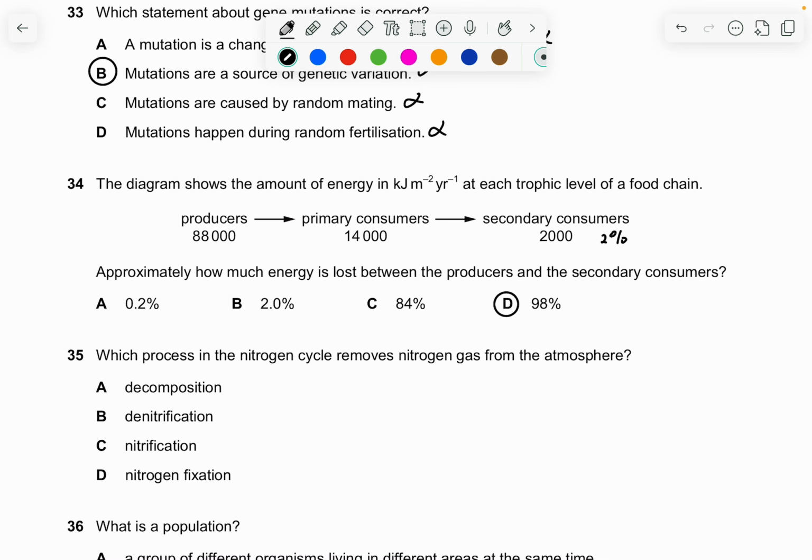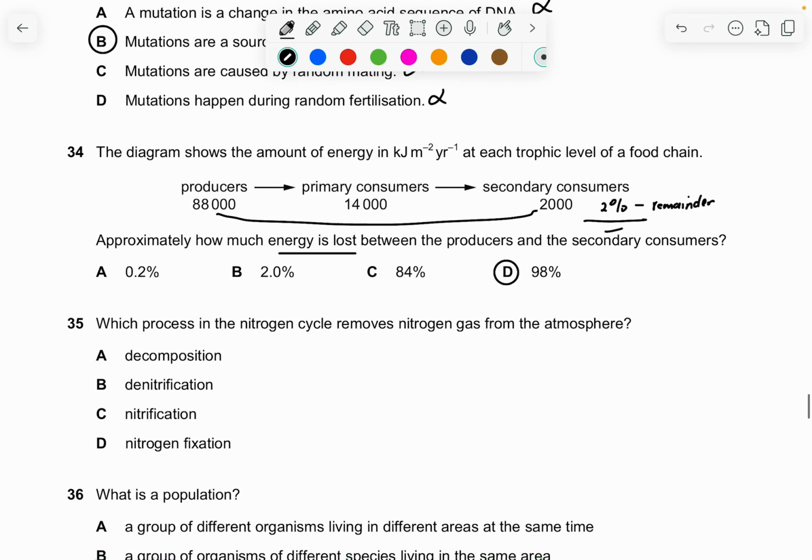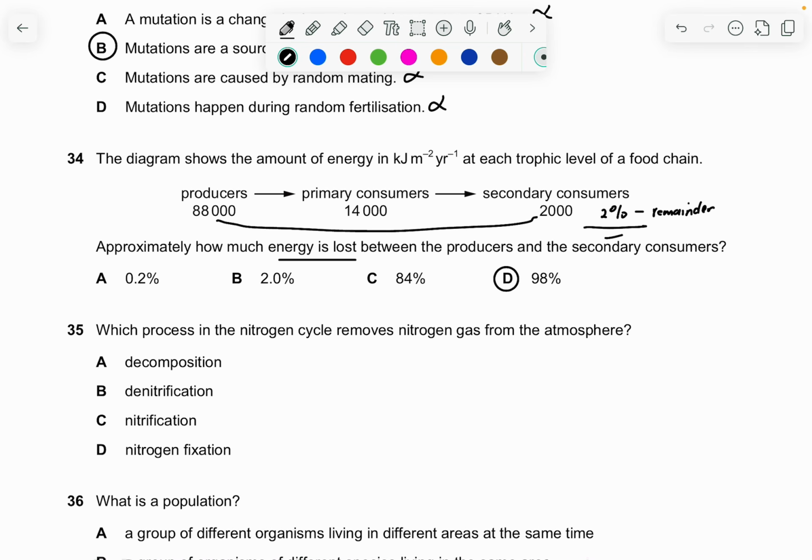I think you don't really have to go and calculate the values, okay? Because obviously you can see between 88,000 and 2,000, it's a massive drop. And they're asking you for how much energy is lost. That's why it's not 2%. It's actually 98, because they tell you how much is lost. Because 2% is the remainder of energy left, right? So yeah, the answer is D. But to be fair, you can do the calculation method, but if you're running low on time, then this is how you do it. You do it based on the values itself. You see how much it is.